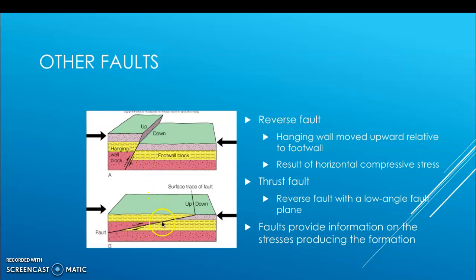So here we go, we're pushing together, this is moving up, this is moving down. And then we have that low angle, so this is less than 30 degrees, but we're still causing this side to move up, and this side is relatively static. So hanging wall here, and there's our footwall on each one of these examples.